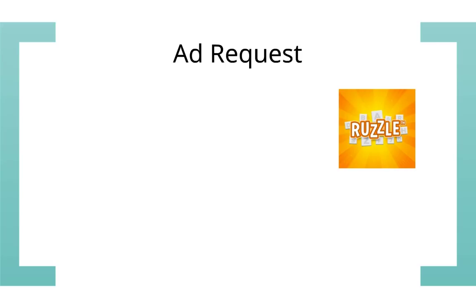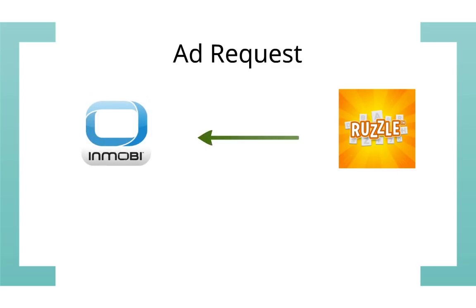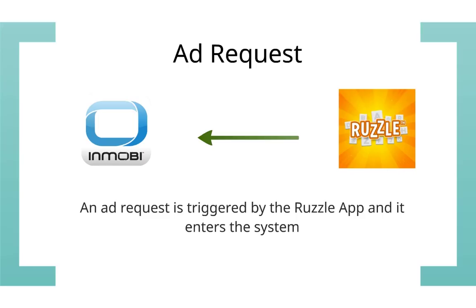For the life of a dollar example, we're going to start with the first event, where an ad request is fired by Ruzzle. So let's understand what an ad request is. Imagine you're playing on Ruzzle, and Ruzzle wants to show an ad to you, the user. They would trigger an ad request to InMobi's server. It's a way of saying, hey, I've got this user, can you give me a relevant ad?